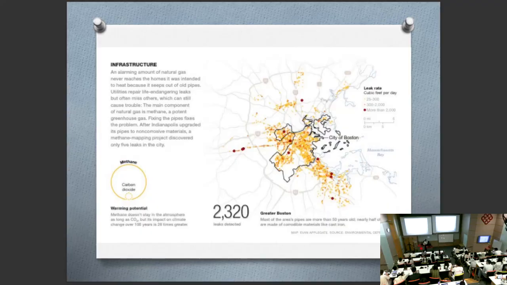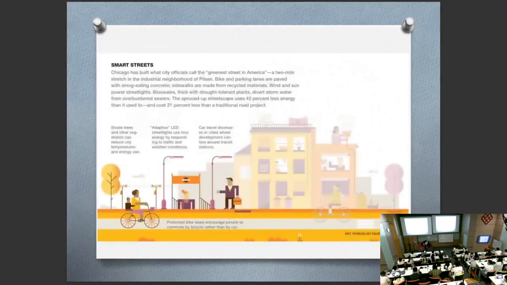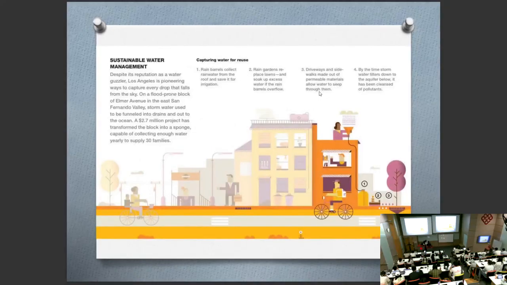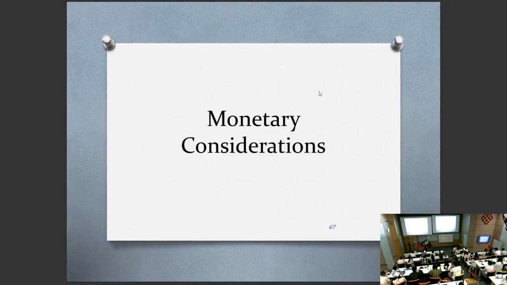Like in this diagram, it shows the leakage of natural gas. There are many pipes transmitting the natural gas, and due to the aging of the infrastructure, there are leaks in the pipes. It means we release this natural gas to the atmosphere without even utilizing the energy. Then smart streets, smart control, green buildings, and sustainable water management: harvesting the rainwater, water recycling, all of these.